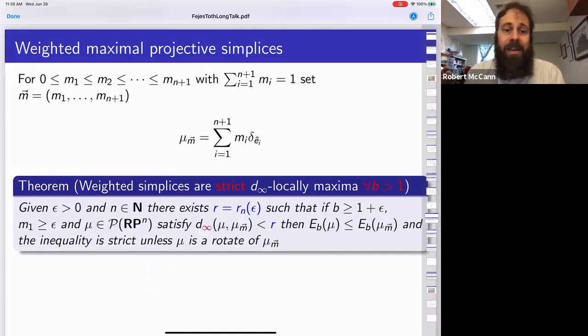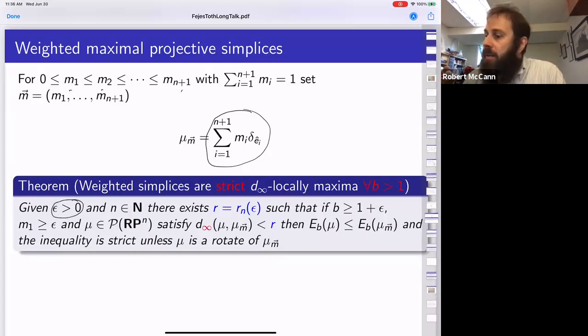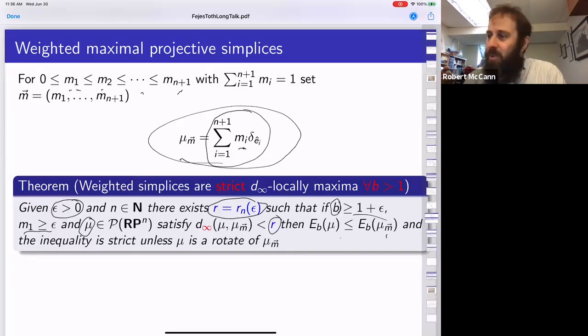Similarly, here you can pick any set of masses that add up to 1, and you can look at this linear combination of Dirac masses, or convex combination with these convex coefficients, and then the claim is: choose a lower bound epsilon on the minimum amount of mass. I've ordered the masses, so m1 is the minimum. As long as my repulsive exponent is bigger than 1 plus epsilon, there'll be some radius that depends on dimension and epsilon, such that any mu that's within this radius of this guy here has energy less than that guy, or else is a rotation of this guy. So in other words, this thing is a strict local maximum except for its rotation. The orbit of this guy's rotations forms a strict local maximum for this problem.